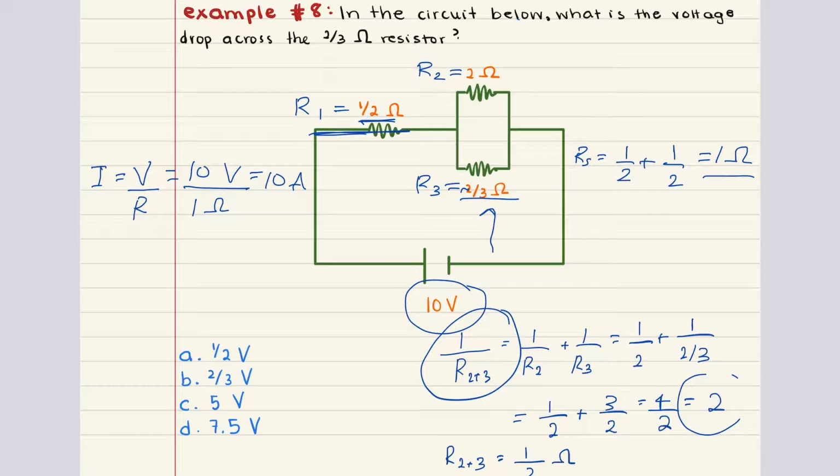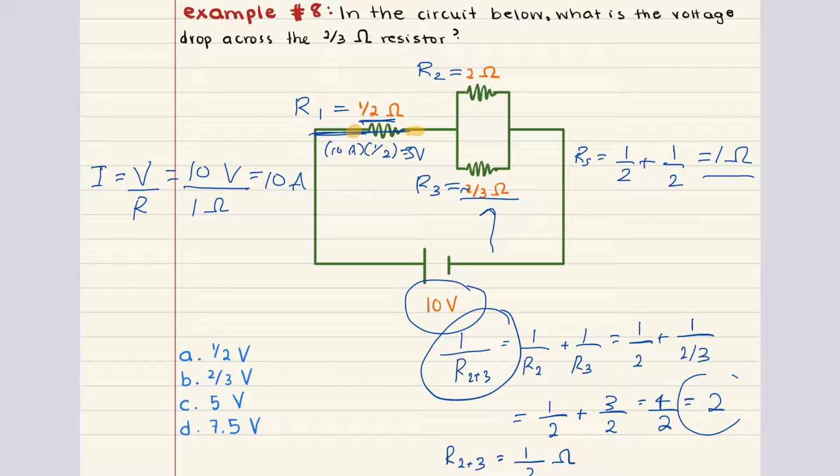Finally, with this knowledge, we can determine the voltage drop across the parallel resistors. Now, the voltage drop across R1 is going to be equal to the current multiplied by the resistance. The current is 10 amperes and the resistance is 1/2, and that gives us 5 volts. So the voltage drop across R1 is equal to 5 volts.